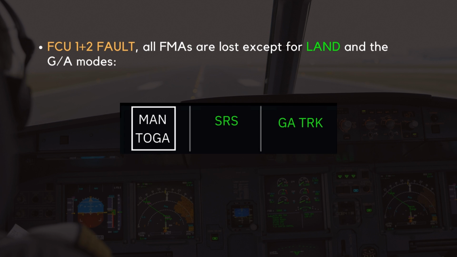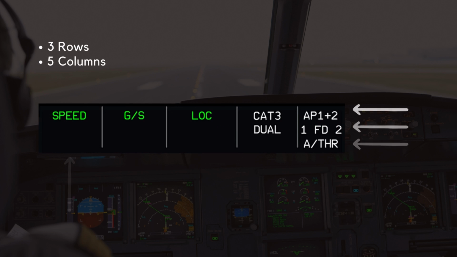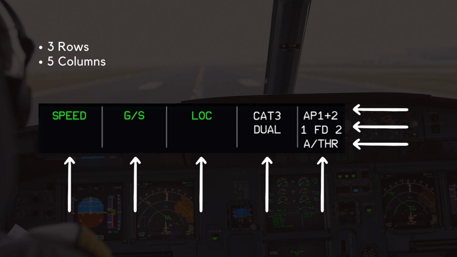The FMAs remain available during all flight phases except in the case of an FCU 1+2 fault, whereby all FMAs are lost except for land and the go-around modes. The FMA is split into 3 rows and 5 columns. The 5 columns are as follows.